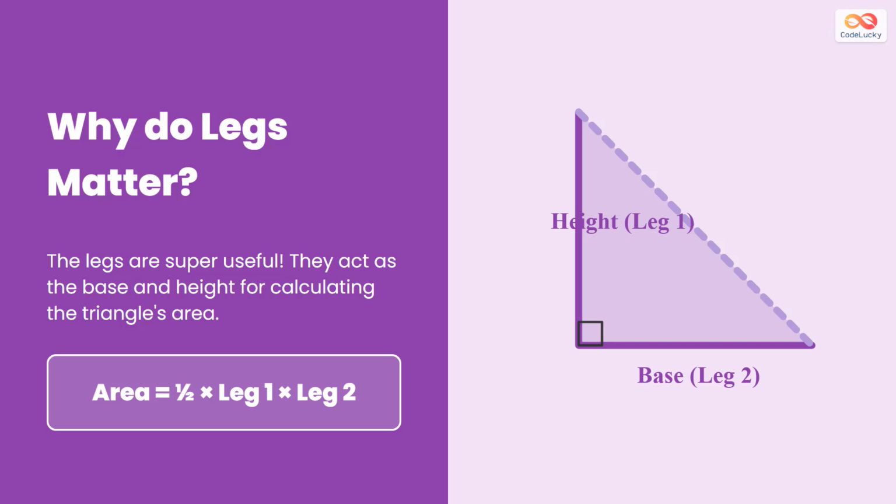Why do we care about identifying legs? Well, they are very useful. When calculating the area of a right triangle, the legs act as the base and the height. The area is simply 1/2 multiplied by leg 1 multiplied by leg 2.